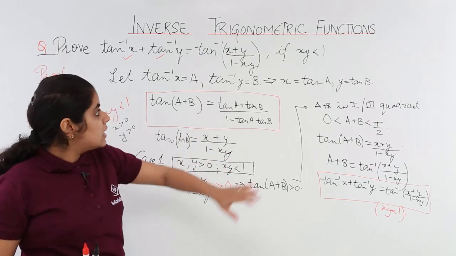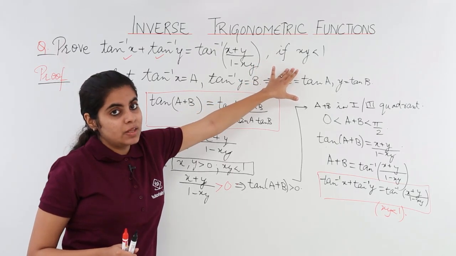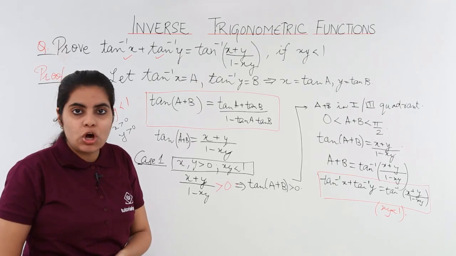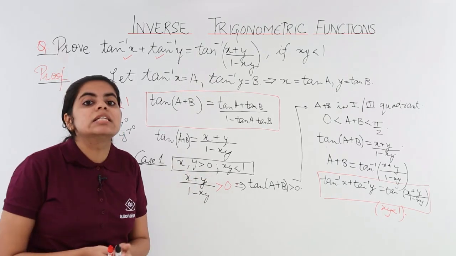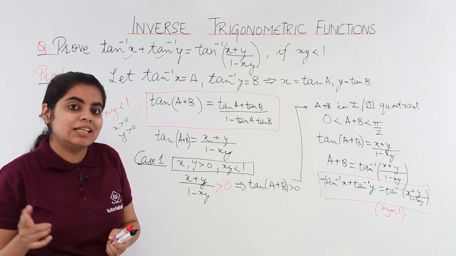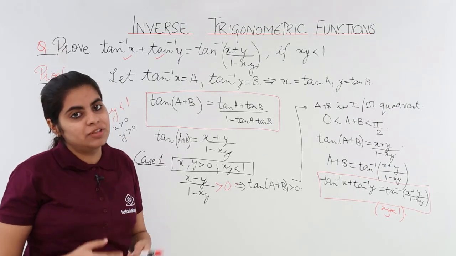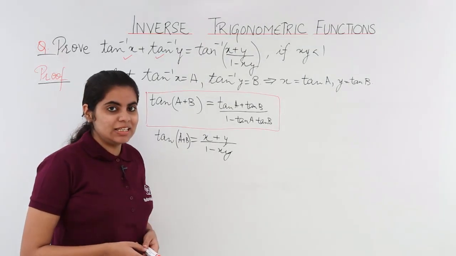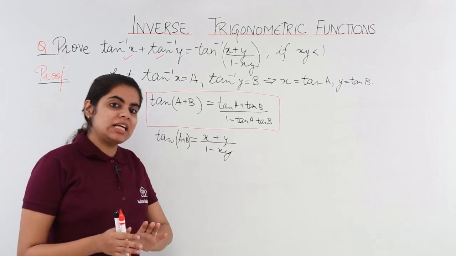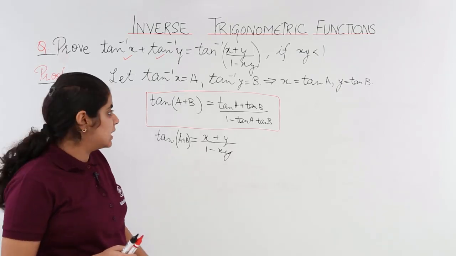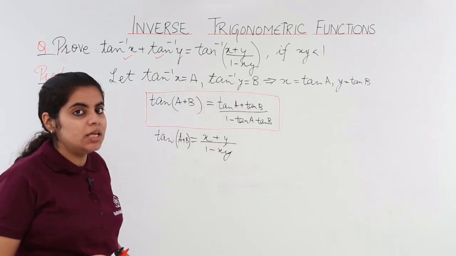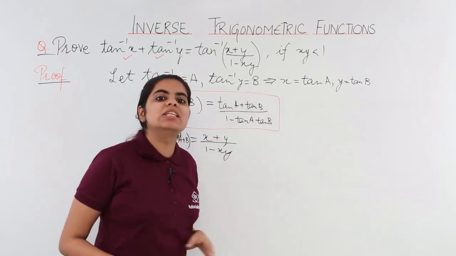Now the formula is such that I have xy less than 1, and for xy less than 1 my case 1 was x greater than 0, y greater than 0. Not only is the proof valid for this case, where x and y are greater than 0, but for some other cases as well. So let's see case 2 of the same formula's proof. The things are similar in what respects? Again I have tan inverse x is equal to a, tan inverse y is equal to b. So x is equal to tan a, y is equal to tan b.